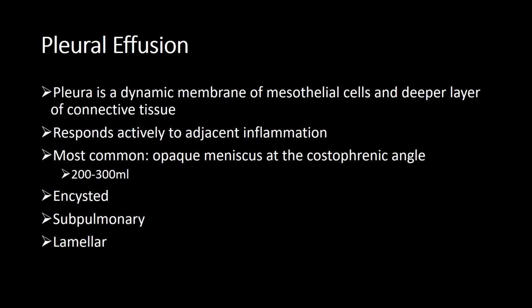There are 3 other patterns. Lamella, which is a linear shadow that parallels the lateral aspect of the lung. Encysted, so you get a loculation within the fissure or somewhere else. Subpulmonary, this is where you get pooling within the pleural space below the lung. Now this is usually easiest to detect on the left, because what will happen is the pool will cause the gastric bubble to be widely separated from the superior margin of the diaphragm.